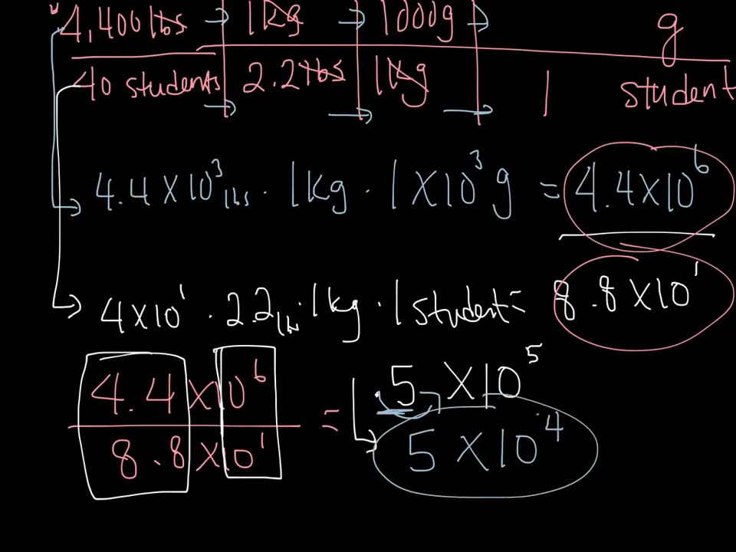So I plug this guy back up here, and my answer is going to read 5 times 10 to the 4th grams per student, which is to say 50 kilograms per student.